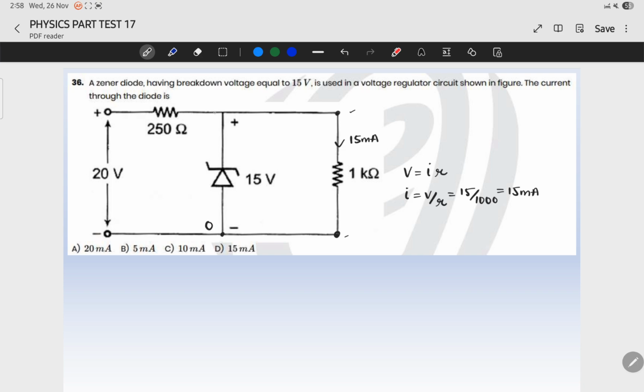Let's assume 0 volt here, so it will be 15 volt here and 20 volt here. So the current flowing through this resistance I will be 20 minus 15 by 250, which is equal to 5 into 4 upon 4. If we do, we'll get 20 milliampere, and this current will be divided into two segments, and here the current is 15 milliampere, which means the current here is 5 milliampere.